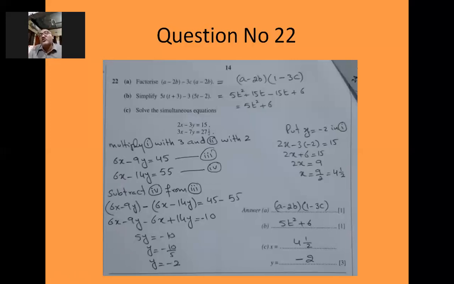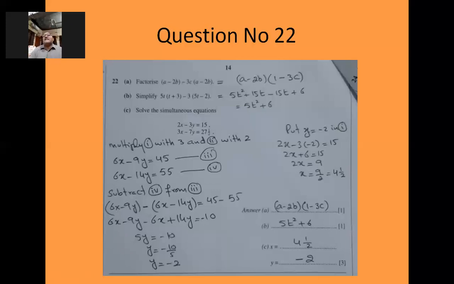So what you will do, you will subtract these two equations. Subtract the fourth equation from the third equation. From the left side, I will subtract the left side, and from the right side, I will subtract the right side. So here you can see 6x minus 9y minus 6x minus 14y equals 45 minus 55. So you will have 6x minus 9y minus 6x plus 14y equals minus 10.